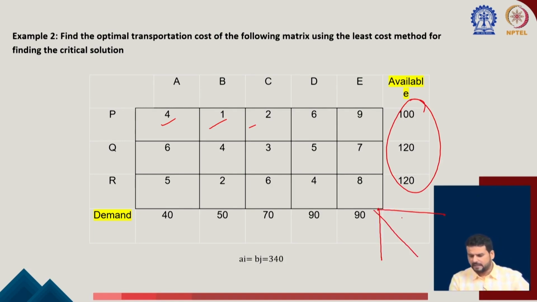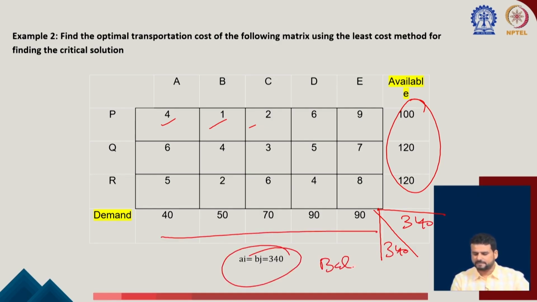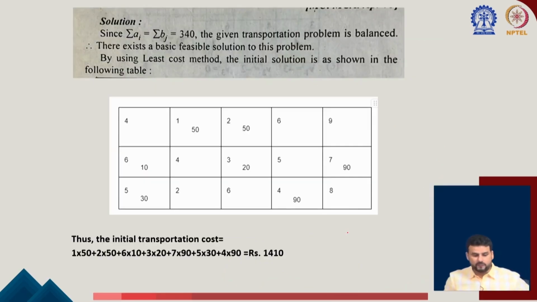If you sum up, I think this is 340, and this, if you sum up, see this is done here, so 340. That means this is a balanced problem. So the first point is done, that the problem is balanced. Now we can go for the allocation, and here the least cost method is applied.